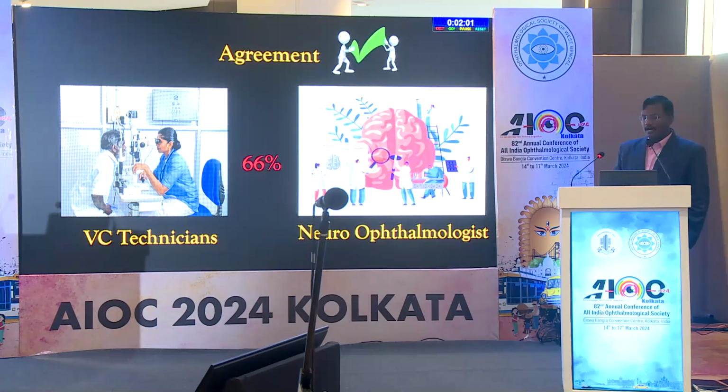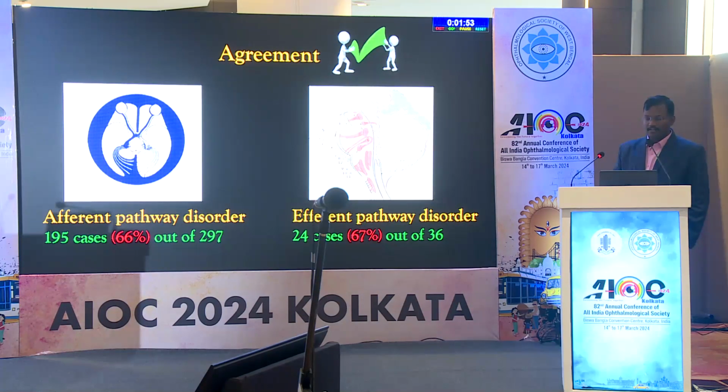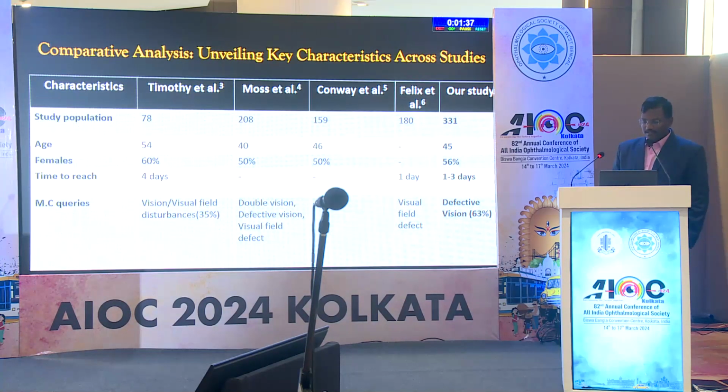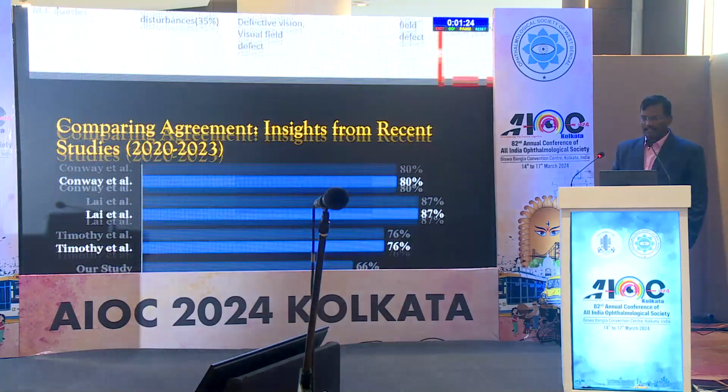The overall agreement in the neuro-ophthalmological disease diagnosis made by the vision center technician is 66%. For afferent disorders it is 66% out of 297 cases, and 67% out of 36 cases. There is excellent agreement in lid and fair agreement in pupil abnormalities, and good agreement in extraocular movement and disc abnormalities. In most of the studies, the average age ranged from 45 to 56, and females were more common. The most common complaint was vision and visual field disturbance, and the average time to reach was less than 3 days.